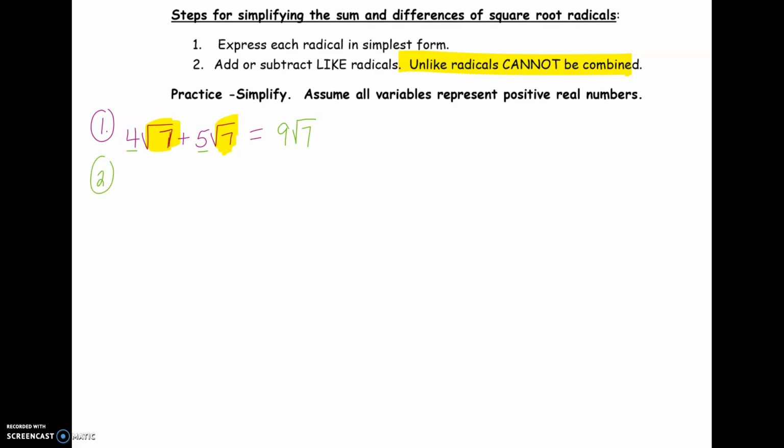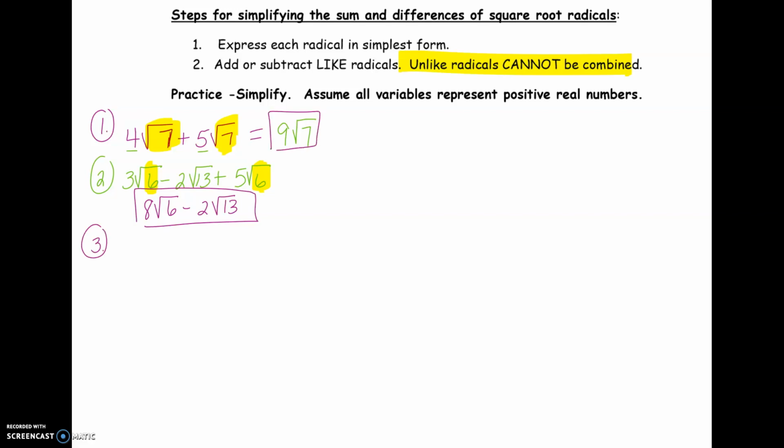All right, number 2, 3 times the square root of 6 minus 2 times the square root of 13 plus 5 times the square root of 6. In this case, I'm going to combine my like radicals first. So I see that 3 square root of 6 and 5 square root of 6 have like radicals. So that's 8 square root of 6 minus 2 times the square root of 13. Square root of 6 and square root of 13 are not like radicals, so we are done. We leave it just like that.